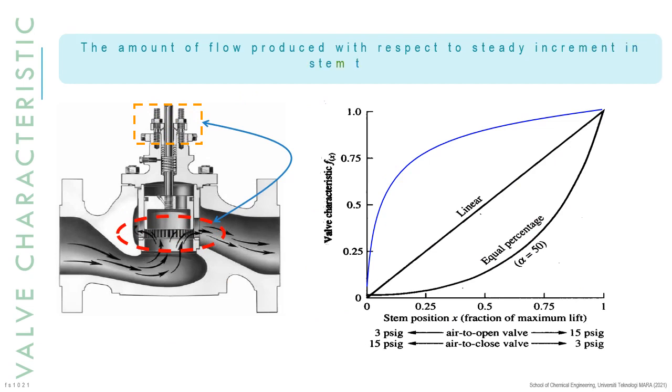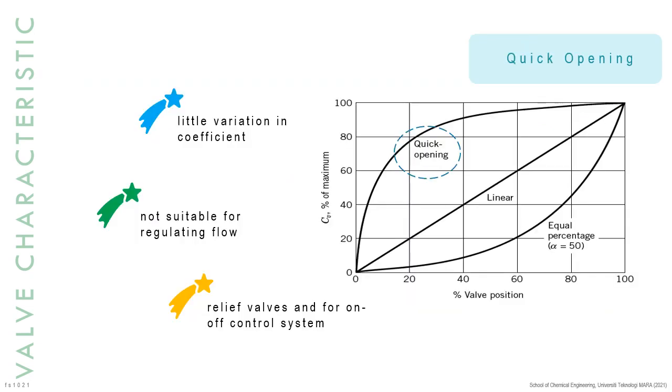What makes a control valve become linear, equal percentage, or quick opening? It depends on the amount of flow produced with respect to steady increment in the stem travel. Now we go into details for each valve characteristic. The first characteristic is quick opening.